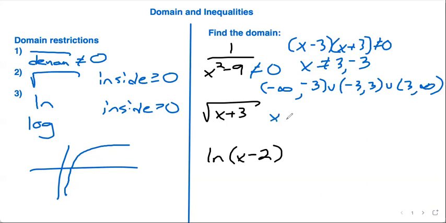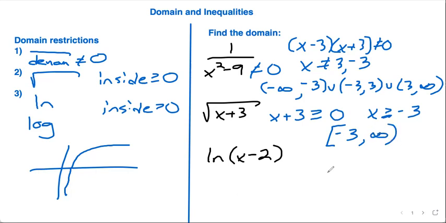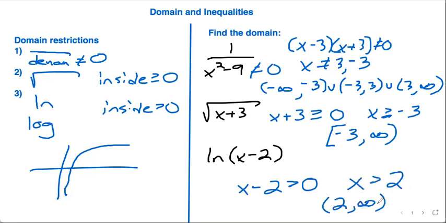For a square root, you set whatever's inside of a square root greater than or equal to 0, and x is greater than or equal to negative 3. That would be negative 3 with a bracket because it's equal to, comma, infinity. Natural log of x minus 2, you set the inside just greater than 0, and you get x is greater than 2, meaning it's 2 with a parentheses to infinity. Pretty standard.